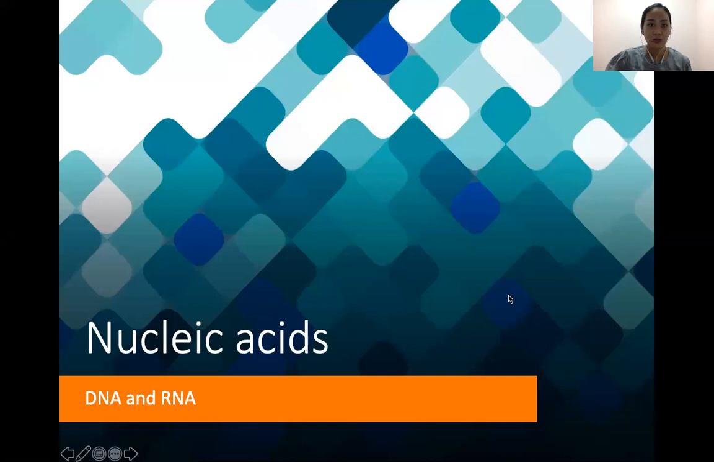Aside from that, there is a flow of information from the DNA to the RNA to polypeptides. For the RNA, it could be one of three: messenger RNA or mRNA, transfer RNA or tRNA, and ribosomal RNA, and then to polypeptides. So this is what we are going to talk about for this discussion.